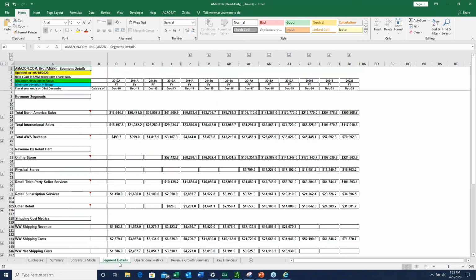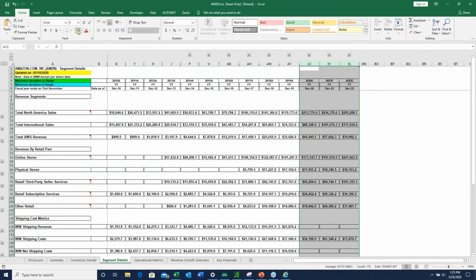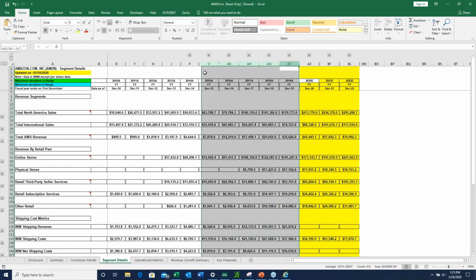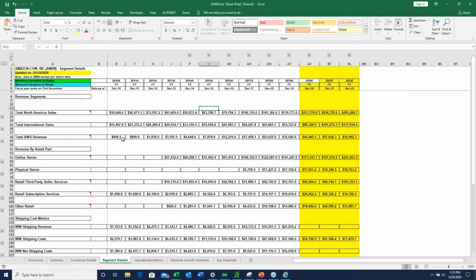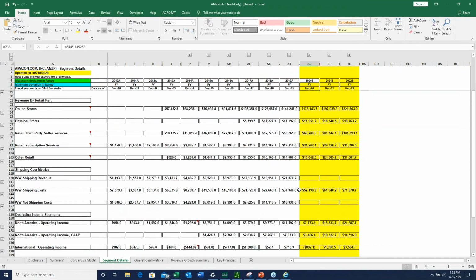I'm just going to go over here to segment details, and I'll just highlight this right here so you can see very easily that these are the estimated numbers, and then these over here are the actuals as reported. And you can see exactly where the growth is coming from. You can see that total North America sales are actually projected to increase from 170 billion last year to 213 billion. You can see AWS is about to grow from 35 billion to 45 billion. So a lot of top line growth.